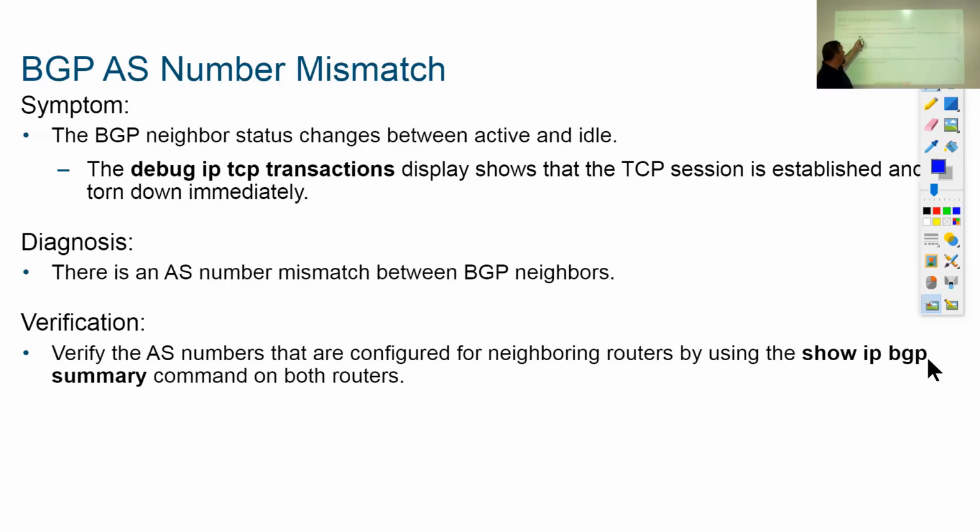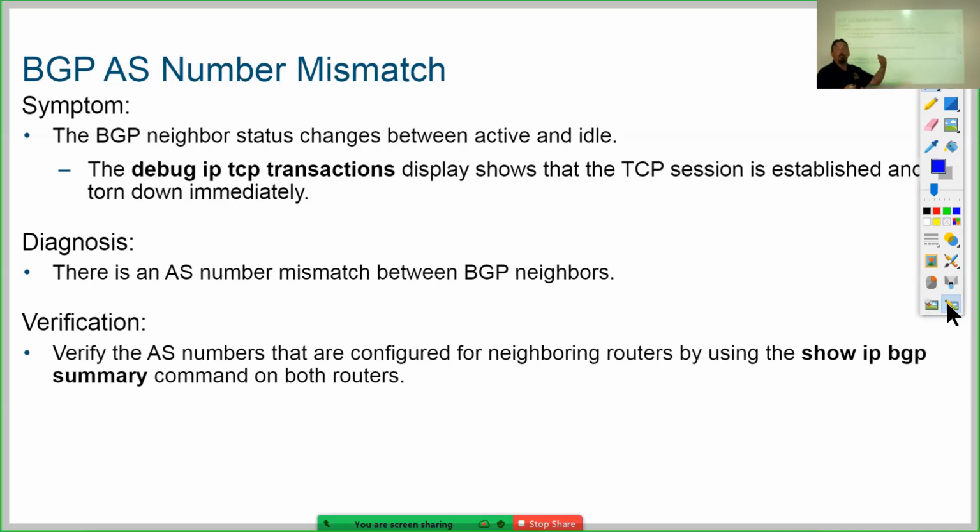And what you're going to see here, the debug TCP transactions shows that the TCP session is established. So they get through the whole three-way handshake and then it's torn down immediately. Well, this almost always tells me there's an AS number mismatch, okay? Remember, I have to say neighbor, their IP address, remote-AS, and what AS number they're in.